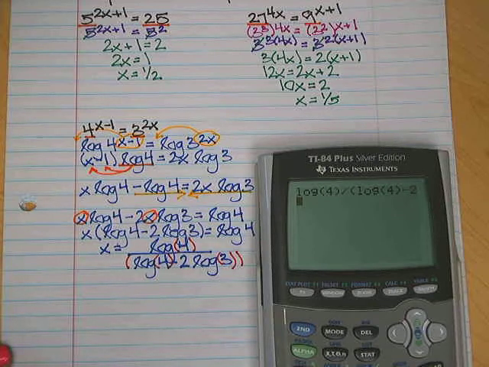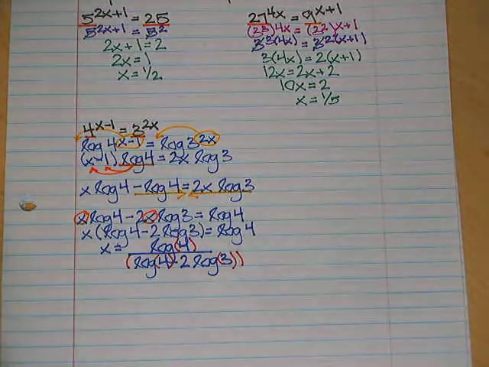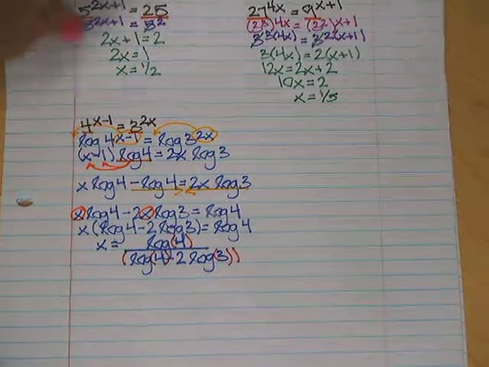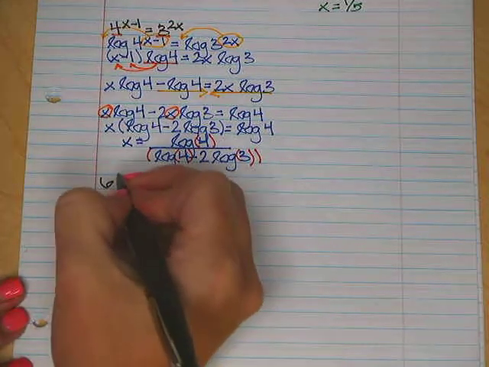So let's see, log 4 divided by log 4 minus 2 log 3. Negative 1.7095. Okay. Let's do one more like that.